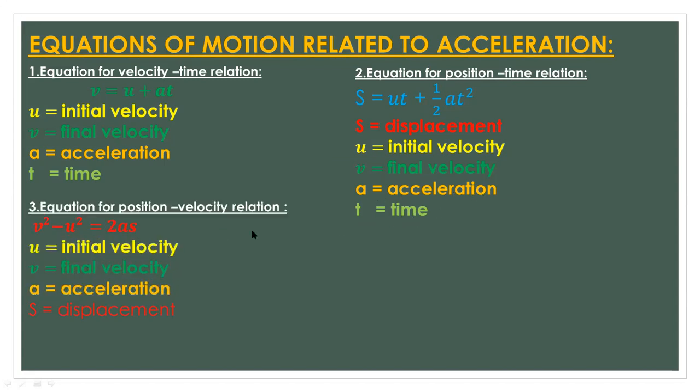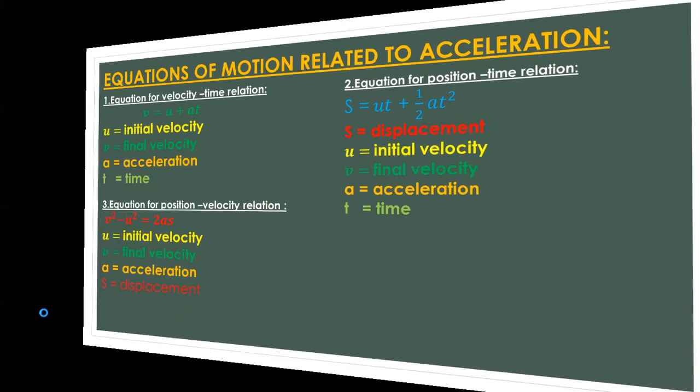So next, the third equation is the position and velocity relation. Position means displacement or distance. Along with velocity we take the relationship, that is v square minus u square is equal to 2as. Here the terms are u is the initial velocity, v means final velocity, a means acceleration, and s means displacement. By using these equations, let us solve some problems here.